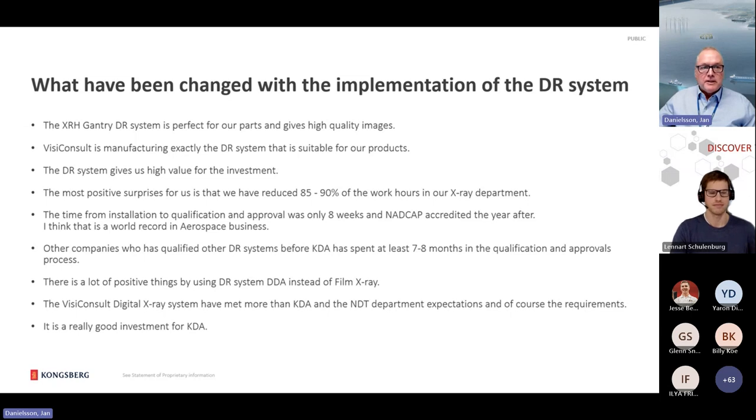So there are a lot of positive things by using DR system DDA instead of film X-ray. For us in the NDT department, it has been a better work environment for X-ray inspectors after implementation when we inspect an aerospace part using digital X-ray. And I have also more motivated and engaged inspectors now. The Visi Consult digital X-ray system has met more than KDA and NDT department expectations, and of course the requirements. And it is a really good investment for KDA. So the job has been more interesting for all.